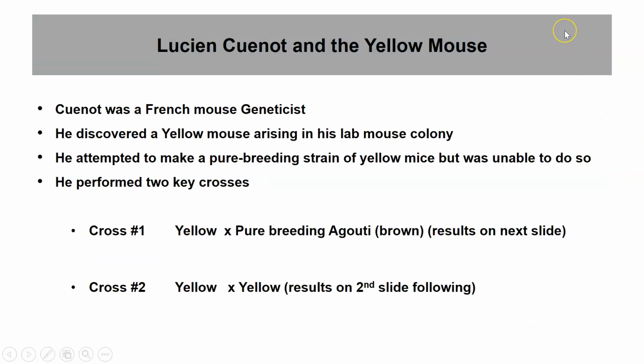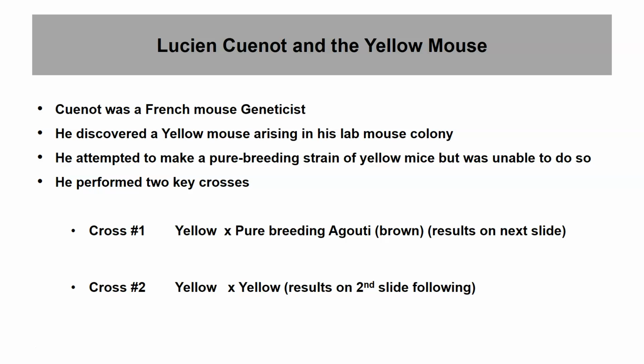So a little bit about the historical background of the yellow mouse. This was discovered in the lab of a French mouse geneticist named Lucien Quesnel. He had a colony of lab mice that have brown coat color called the agouti mouse. And then one day he found this strikingly yellow mouse, and he investigated it further.